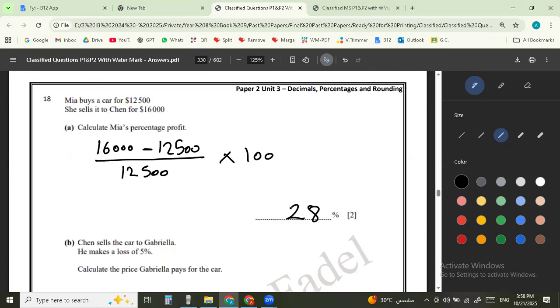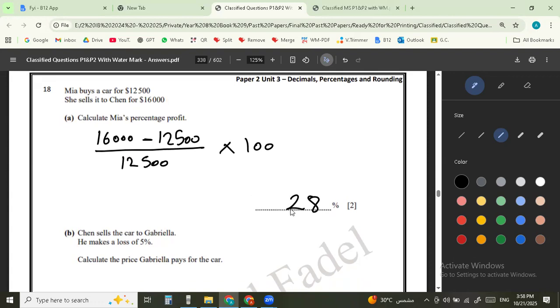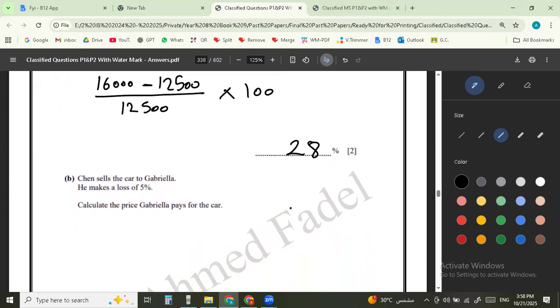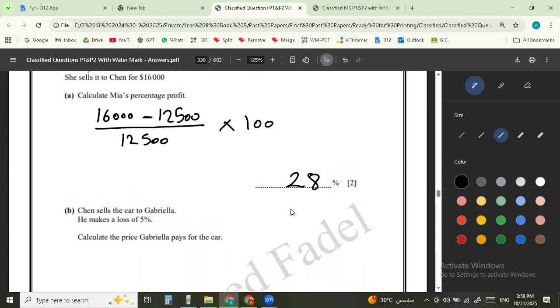But it says here that Chen sells the car to Gabriella and makes a loss of 5%. He loses 5%. So Chen actually bought the car for $16,000, but Chen lost 5%. Calculate the price Gabriella pays for the car.